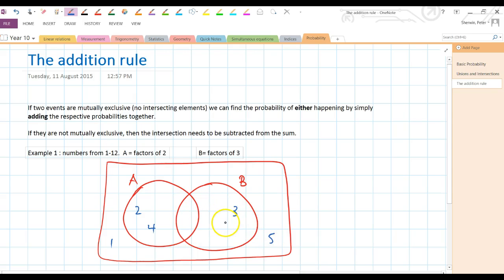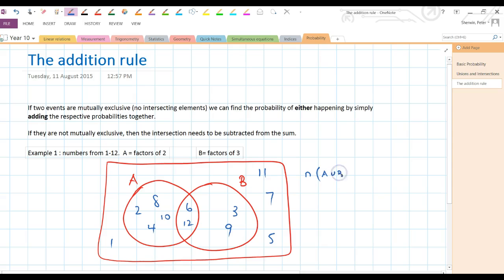5 is going to sit outside. Now 6 sits in both, doesn't it? It's a factor of 2 and 3, so 6 goes in there. 7, neither. 8 in here, only a factor of 2. 9 goes in here. And 10 goes in here. 11 sits outside. And 12 will be another intersecting.